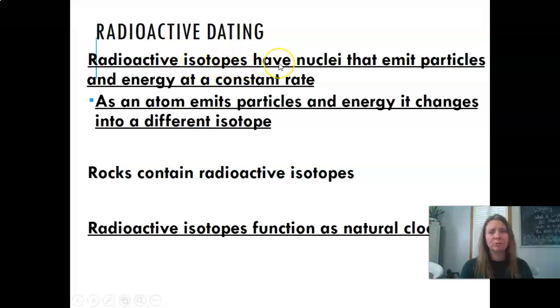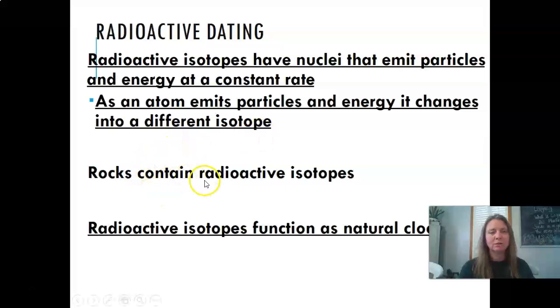So radioactive isotopes have nuclei that emit particles and energy at a constant rate. Let's say that we're looking at uranium, and it has, let's say, a radioactive half-life of every 10,000 years. So every 10,000 years it's going to spit out another neutron. It's releasing it at a constant rate over and over and over again. And we can use that as like a time machine and work backwards to figure out how old an object is. So as an atom emits particles and energy, it changes into a different isotope, meaning that its mass changes.